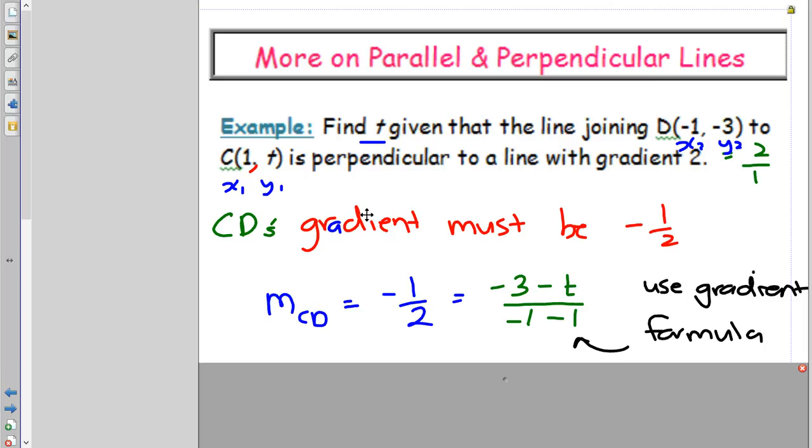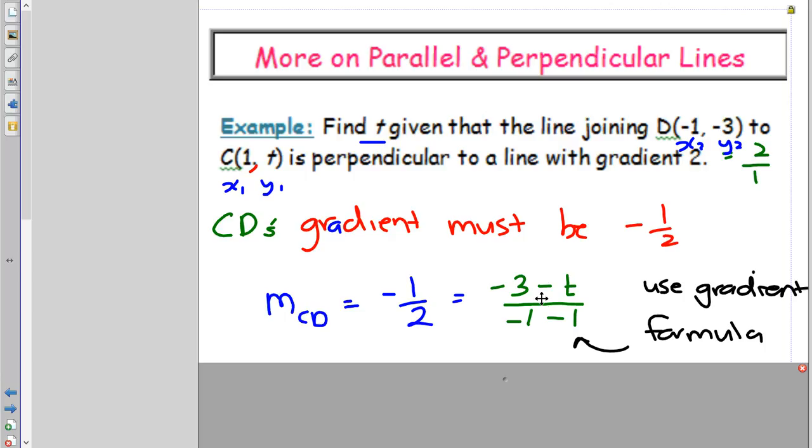Make sure you label one of them x1, y1, label another one x2, y2. Doesn't matter, you could have labeled this one x1, y1 and this one x2, y2 as well. That would have been fine. I just happened to label it this way. And the reason why I did label it this way is so that my unknown, my t, is on the top. It's in the numerator, which for me personally is a little bit easier to solve.